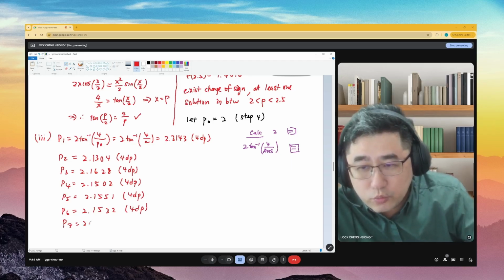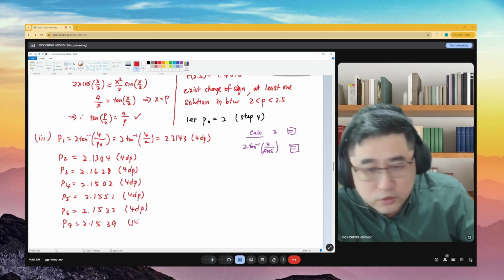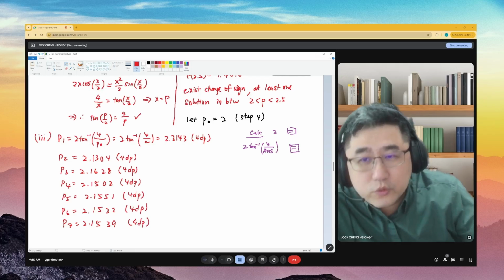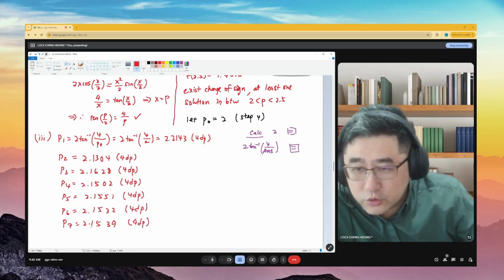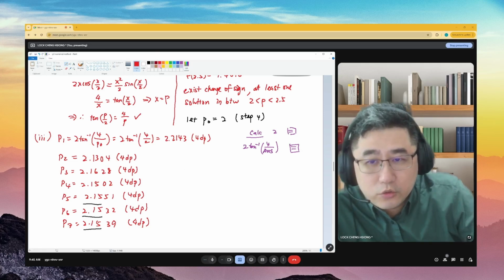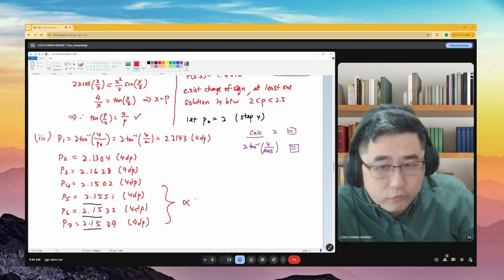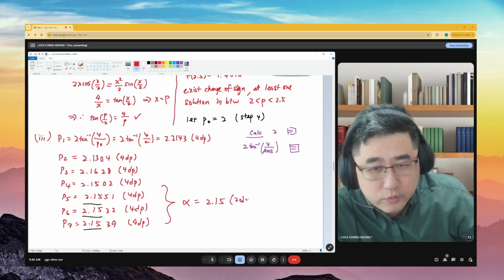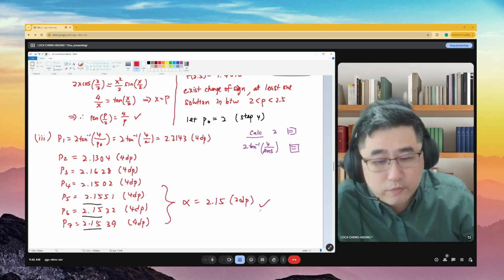P7 equals 2.1539, to 4 decimal places. You will see that the number stops changing here. So you can conclude that your alpha, the solution, is 2.15 to 2 decimal places. Done.